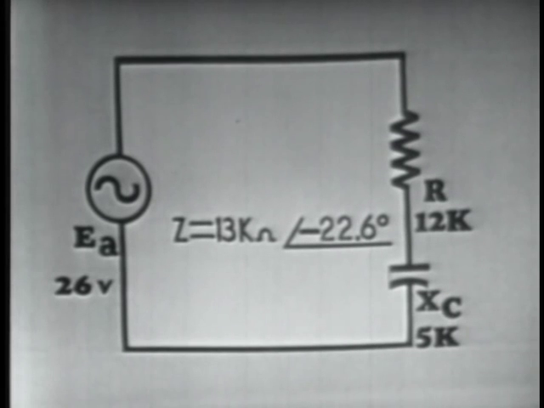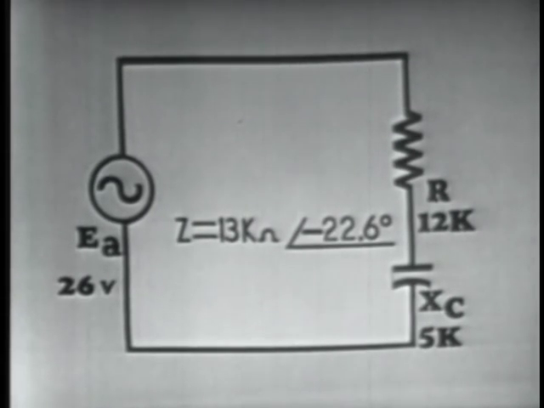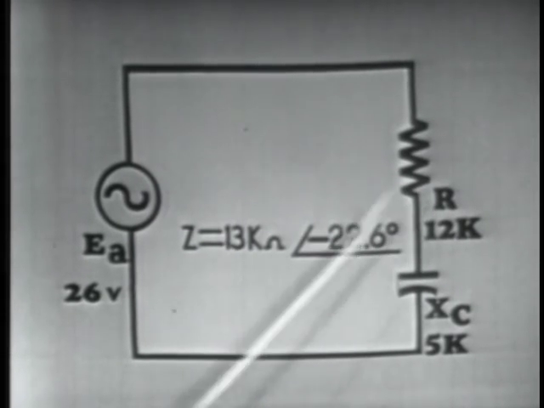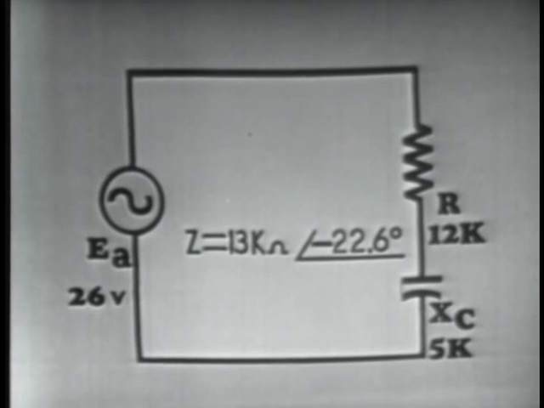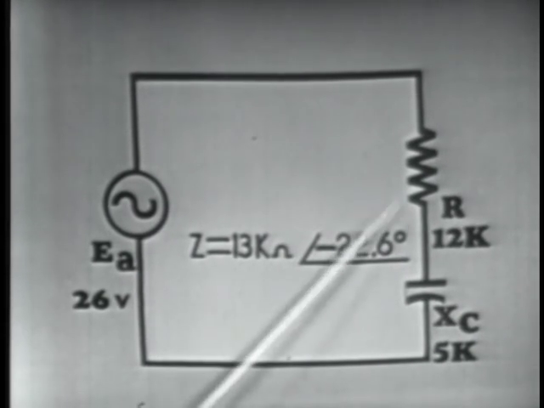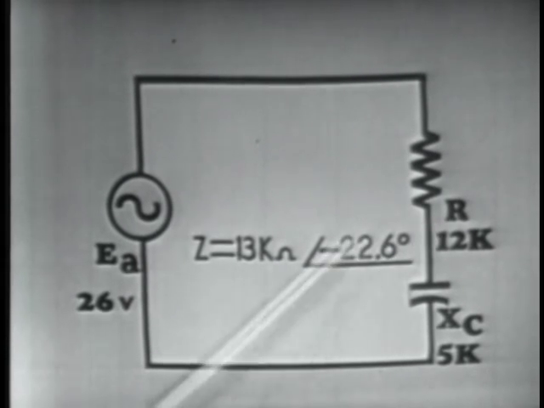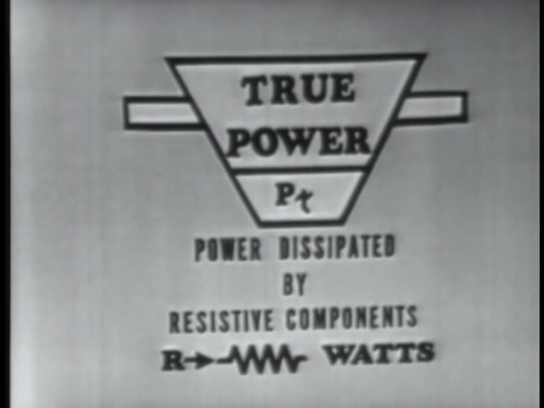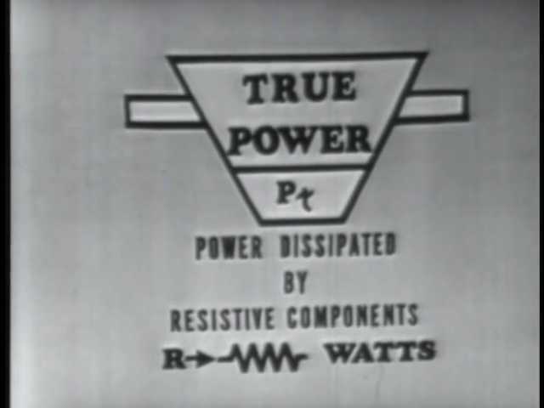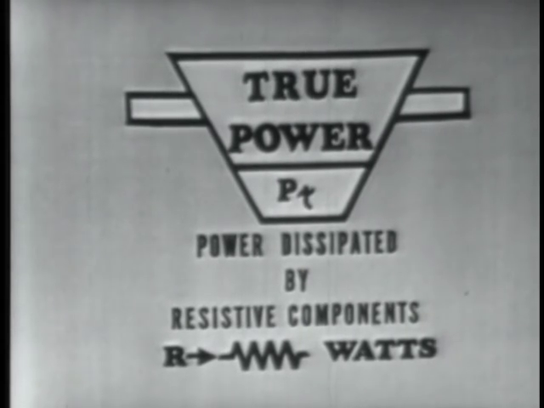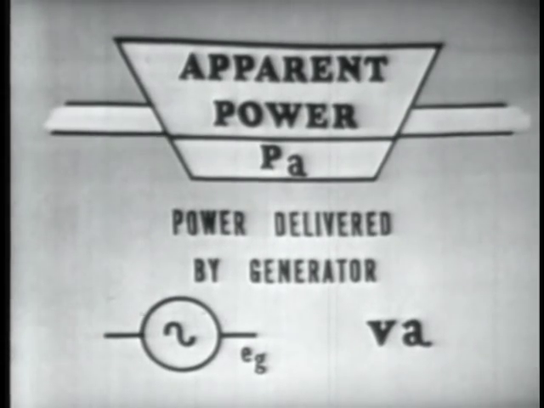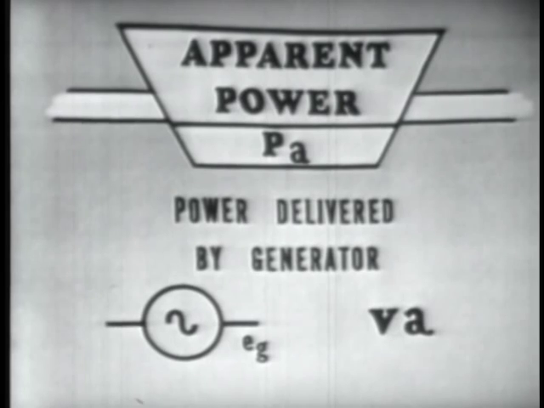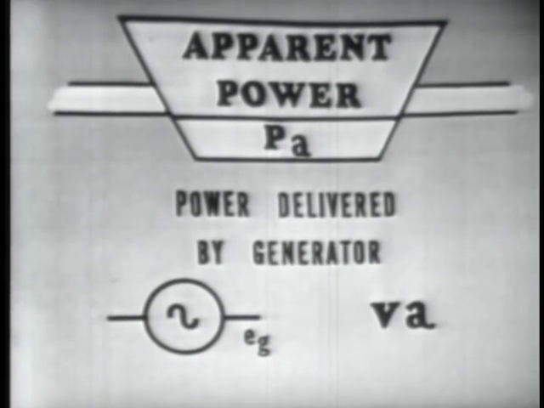Thus far, we have determined the impedance, current of the circuit, and voltage drop across the individual components. What about the power in the circuit? Well, we have two powers, the power dissipated by resistor R and the power delivered to the circuit by the generator. This power, first of all, we call true power, or PT. And as we said, this is the power dissipated by resistive components and is measured in watts. The other power, or apparent power, PA, is the power delivered by the generator to the circuit and is measured in volt amperes, or VA.